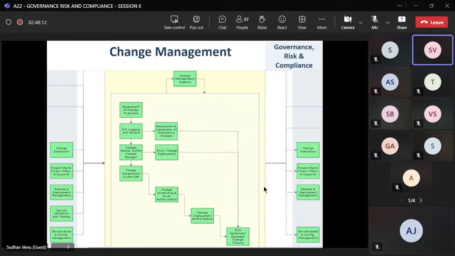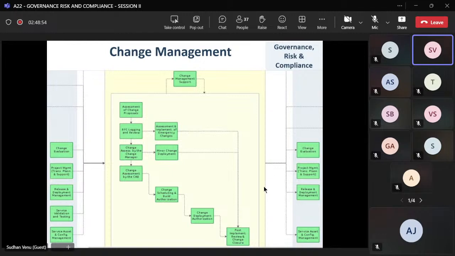Change management. In terms of change management, I just explained the process, and if any change is required in terms of process, they will follow the ITIL process in terms of change evaluation, project management, that is transition planning and support, and release and deployment management, service validation. So it is a step-by-step process and assessment of the change proposal, RFC logging and review. And everything will be carried on the tool system and the change assessed by the change manager. And it is acceptable.